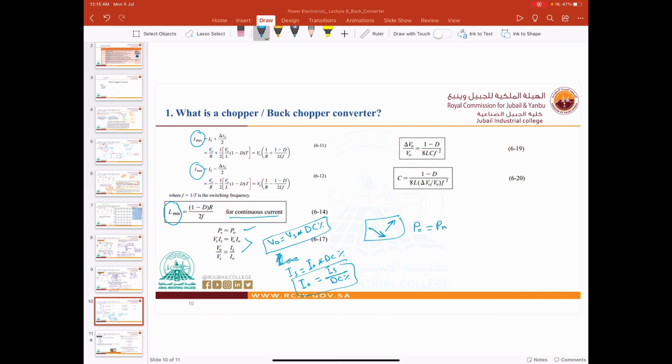Now this is from machine one. You should understand it, and this is the basic concept for transformers. It is the same principle here, shabab. Now you can refer to the book here to understand those formulas.